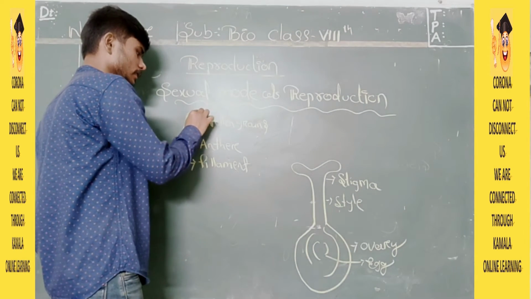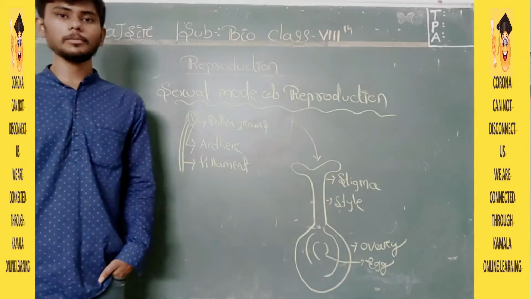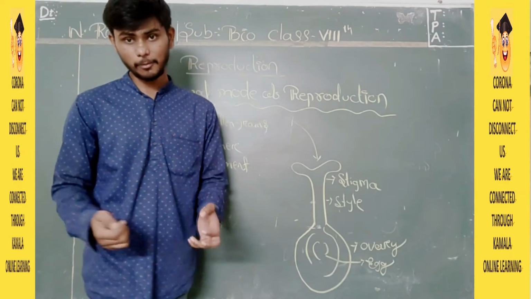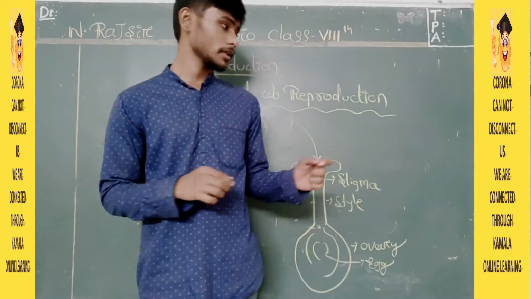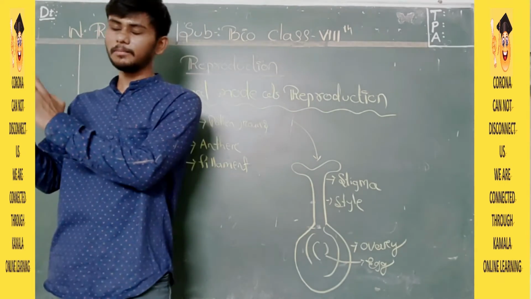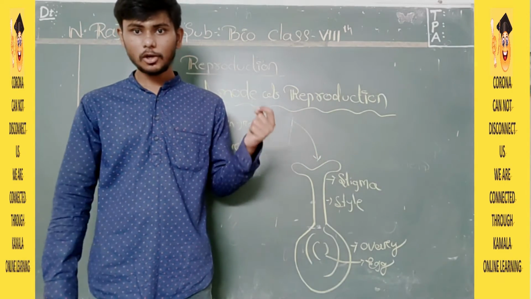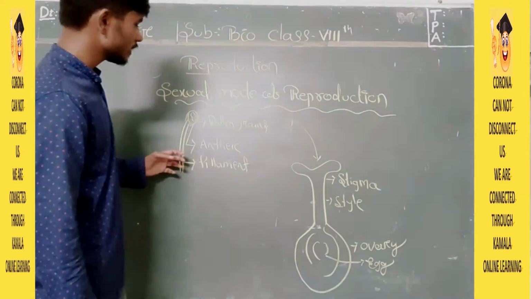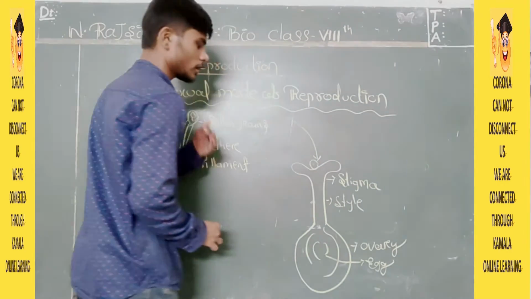Suppose pollen grains from your anther fall upon the stigma. Now sir, how will they fall? They will fall by self-pollination or by cross-pollination. Self-pollination means most flowers in this world contain both male and female parts, and some flowers are directly female and some are male. Pollination is done by bees or butterflies. They help in pollination. So suppose pollination is done by a bee. A pollen grain reaches from this part to this part.